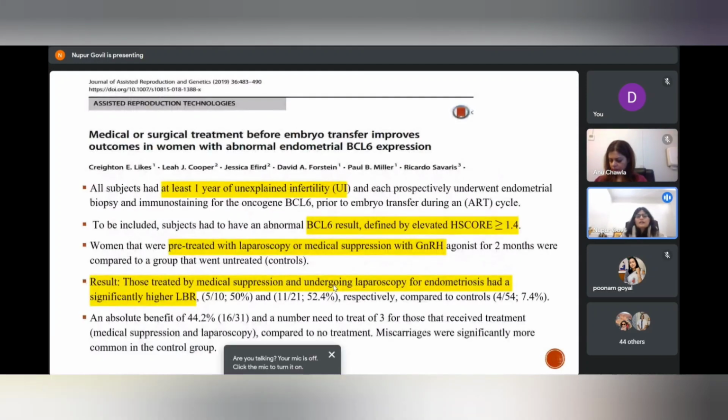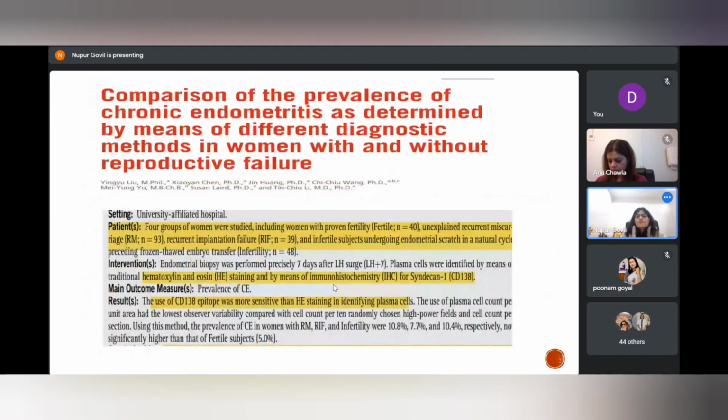This was a study which was done in patients with unexplained infertility, and those who came positive for BCL6, when they were treated with medical suppression or laparoscopy, showed a significantly higher live birth rate. So coming to chronic endometritis, another very important cause of implantation failure.